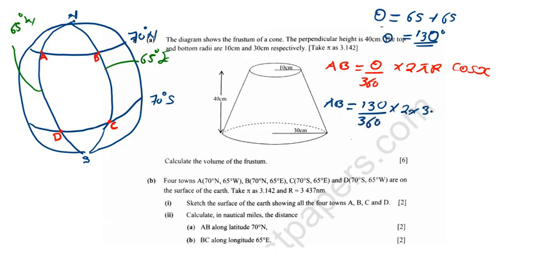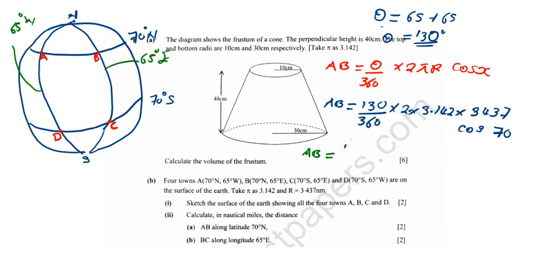Pi is 3.142, times the radius, which is 34 37, and then cos x, which is cos 70. So we can say AB is equal to, here we can multiply. Let's multiply 2 times 3.142 times 3437 times cos 70.